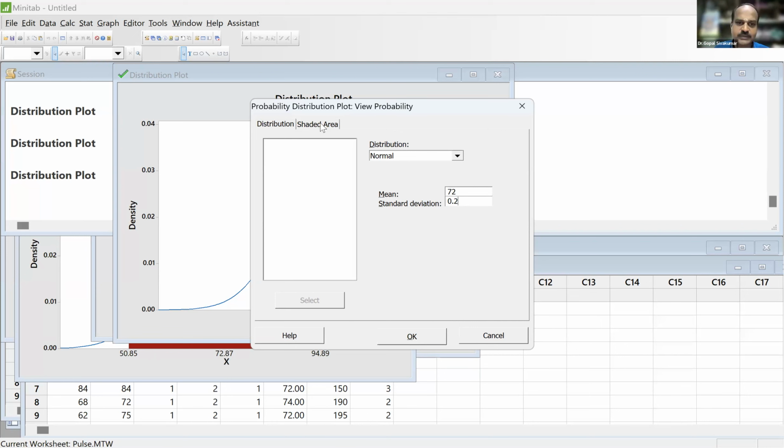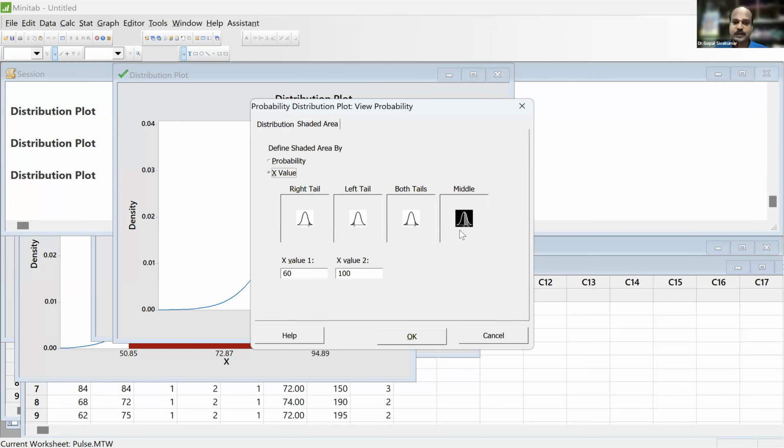Anyway, no problem. Let's find out. Shaded area. And now let's find out what is your lower spec? 71.5. What is your upper spec? 72.5. Now, what percentage of your rods are going to have length between 71.5 and 72.5?